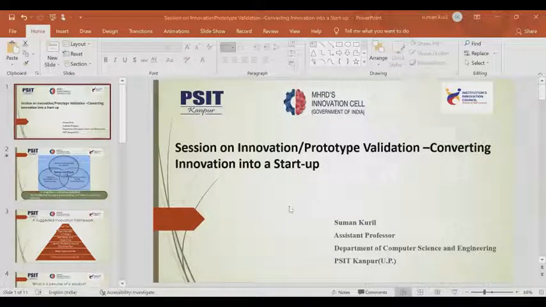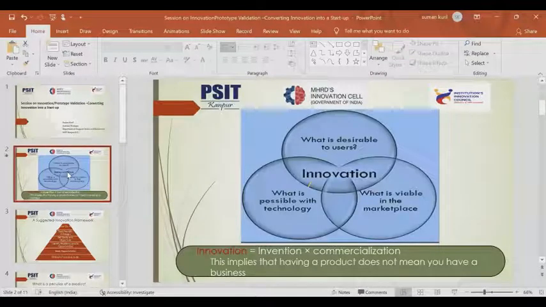Okay, today I am going to take a session on how to convert innovation into a startup. What do you think about the startup? It is very common for a first feature to emerge as an innovation. Okay, what is innovation here?